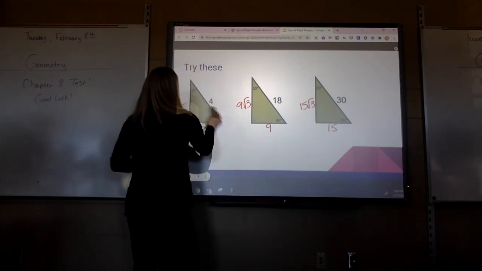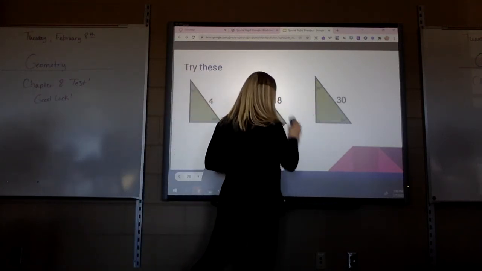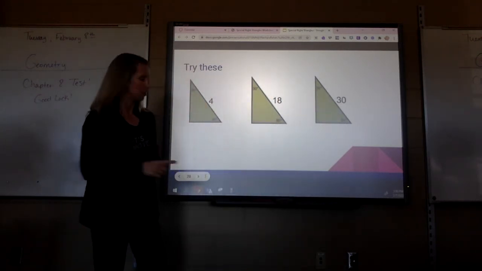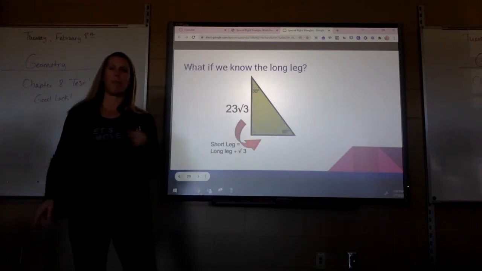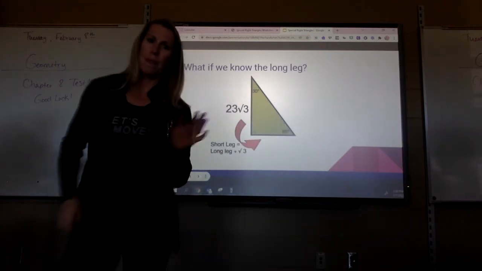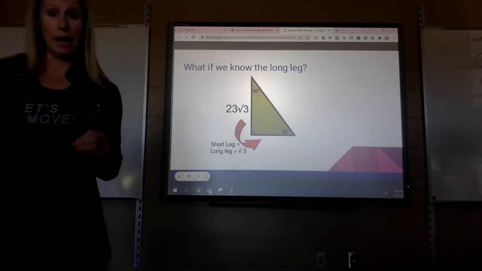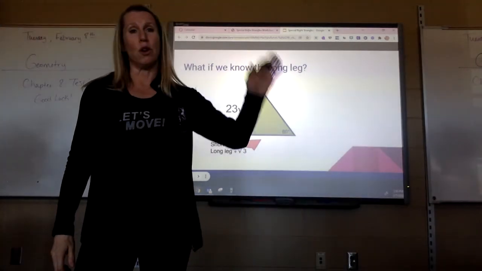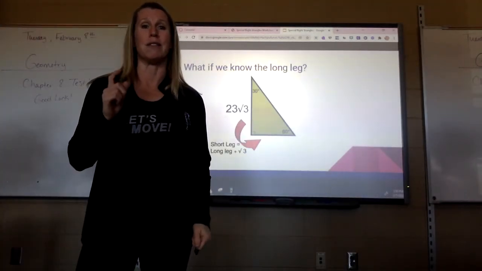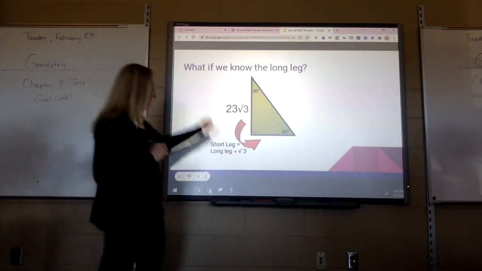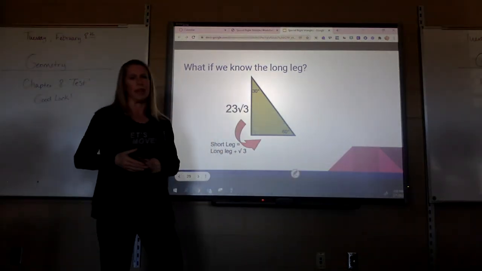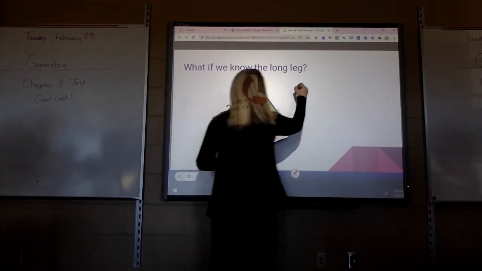Okay, but what if we don't know the hypotenuse or the short leg? What if we have to go backwards from the long leg? So the long leg, we're multiplying times radical 3. So if we know the long leg, to go backwards, we divide by radical 3. So just like with the radical 2's and they cancel, same with the radical 3's.